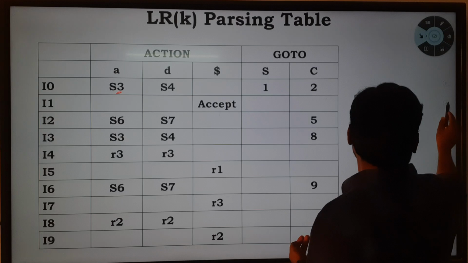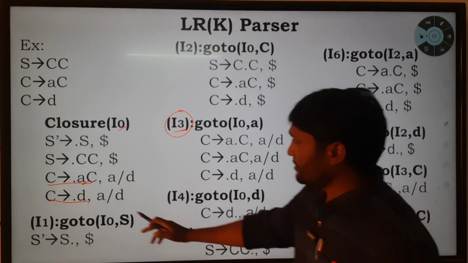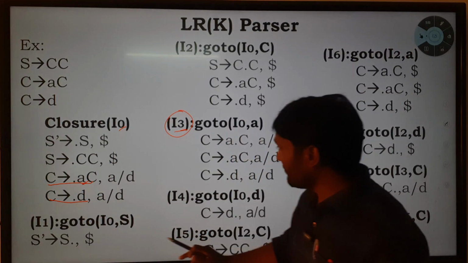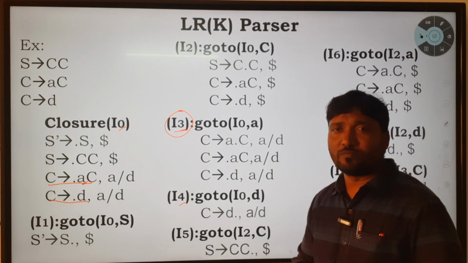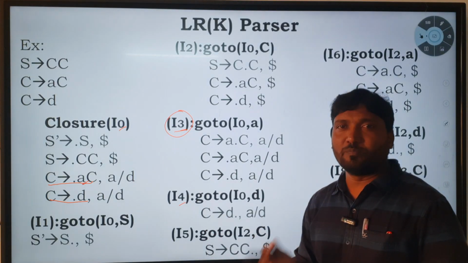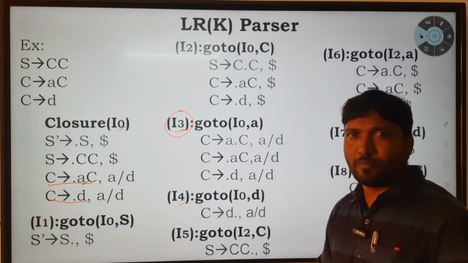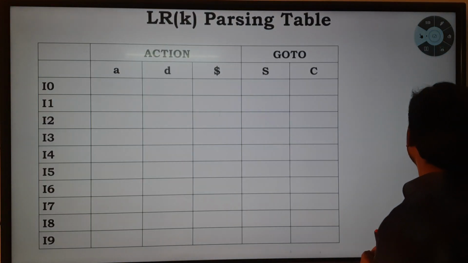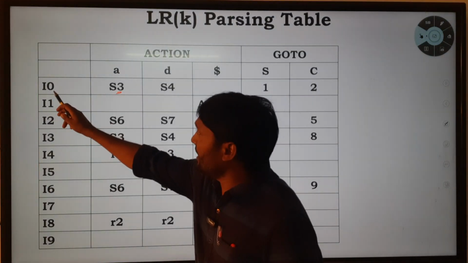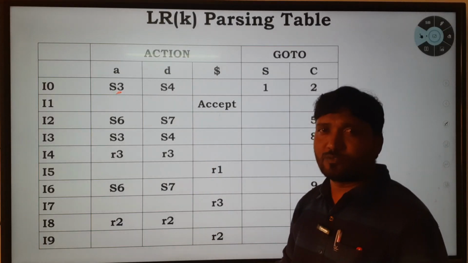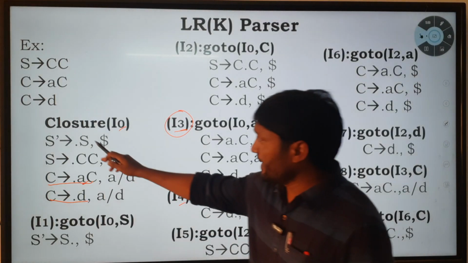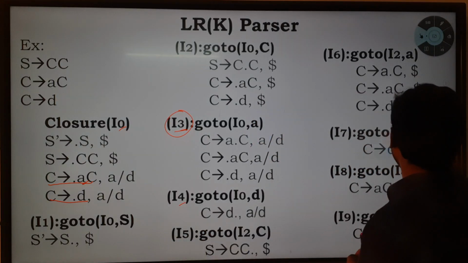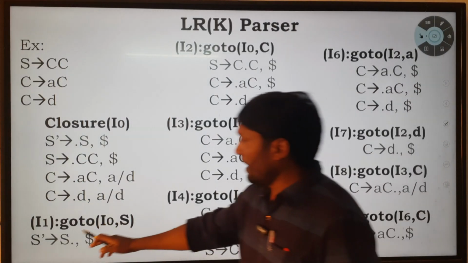Similarly, come to D. 0 comma D ends in I4. If it ends in I4, we fill the table with S4. So 0 comma D is filled with S4. This is the shift function, and the closure of I0 is over. The next one is I1.